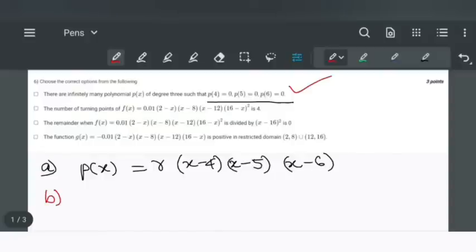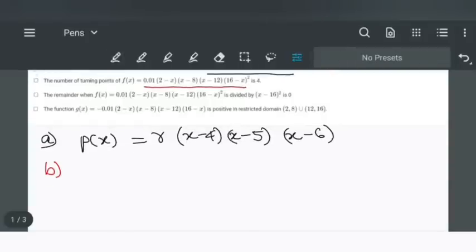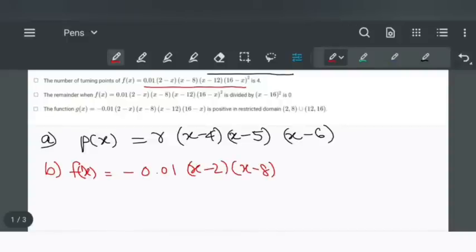Second option, the number of turning points of f of x is 4. Okay, so let us do the wavy curve method. f of x is equal to minus 0.01 times x minus 2, x minus 8, x minus 12 and 16 minus x whole square. Here you can see that I have taken minus common from 2 minus x and wrote it as x minus 2.